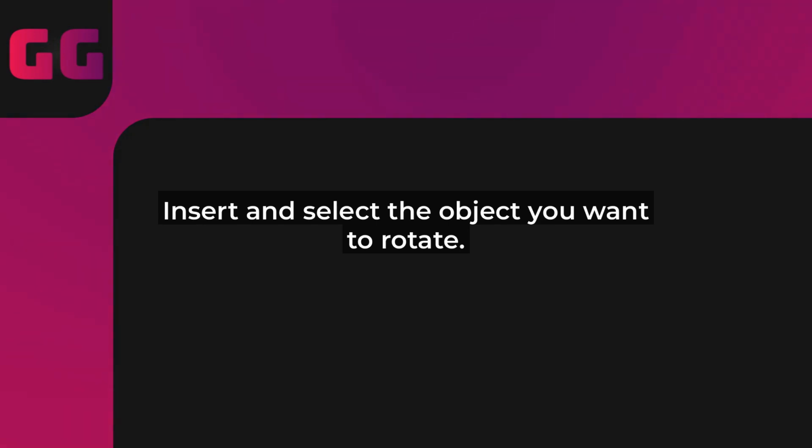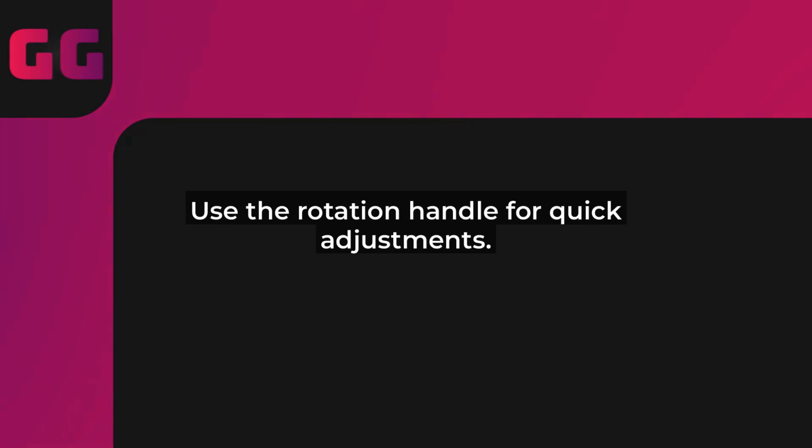Now, when we talk about rotating the ruler, it's actually about rotating objects while using the ruler for guidance. Start by inserting the object you want to rotate, like a shape or an image. You can do this by going to the Insert tab and selecting Shapes or Pictures. Once your object is on the slide, select it by clicking on it.